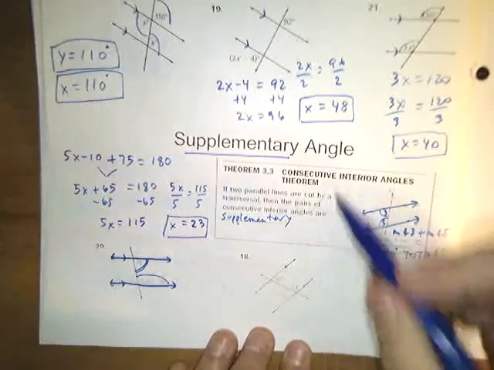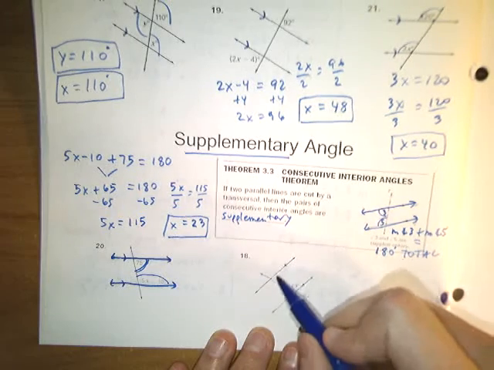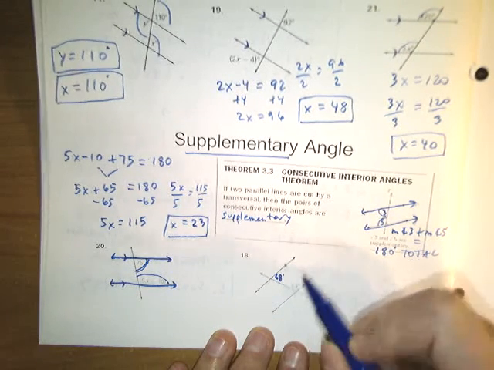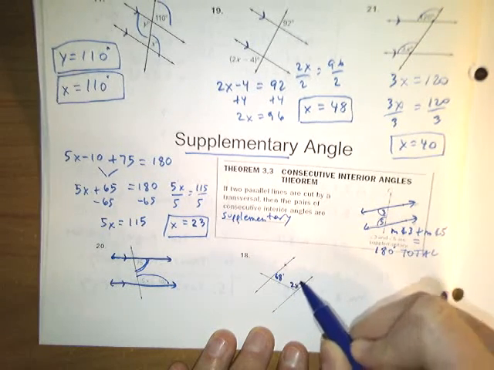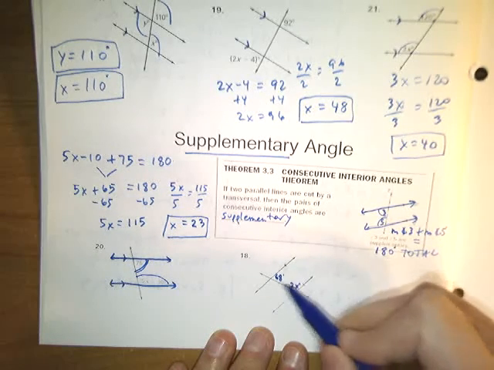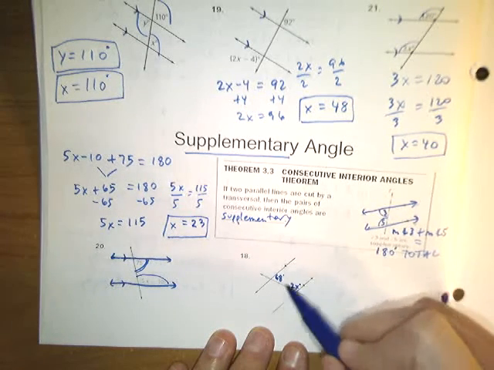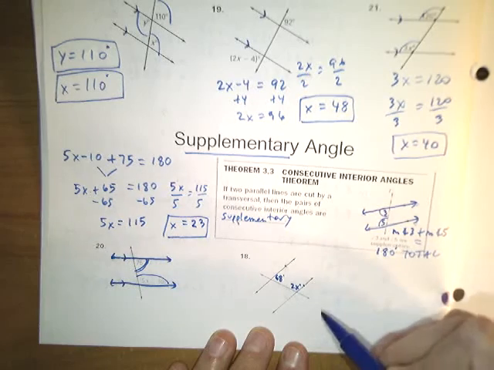Number 18 is also an example of the consecutive interior angles theorem. This angle right here is 68. This angle right here is 2x. These are not congruent. They're consecutive interior angles. They add up to be 180 degrees.